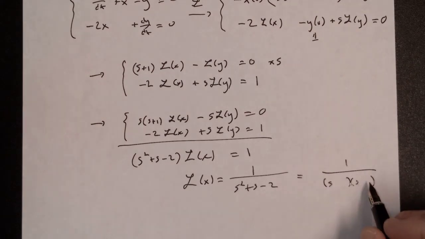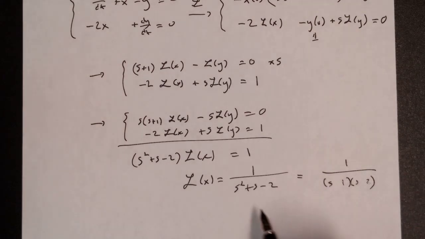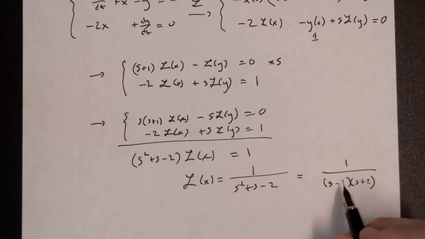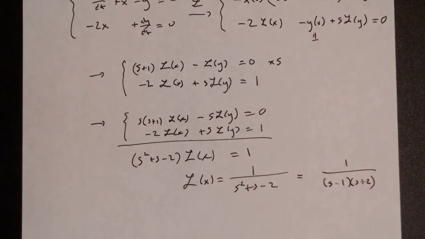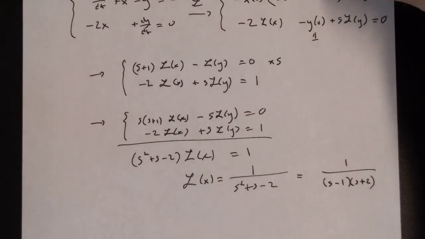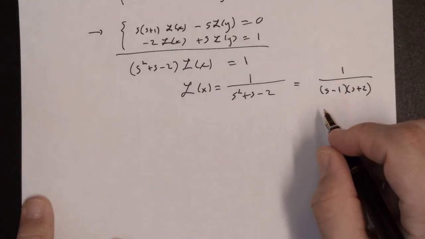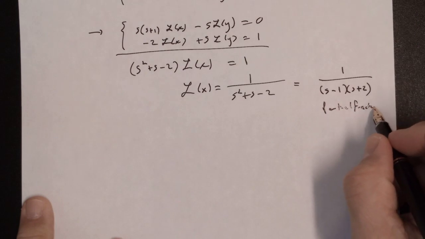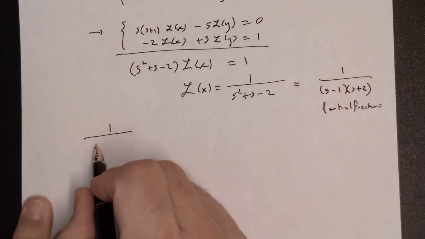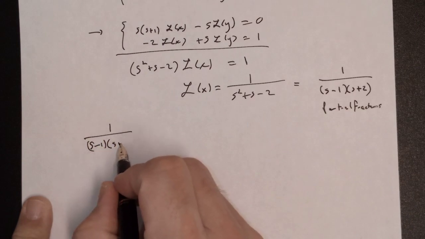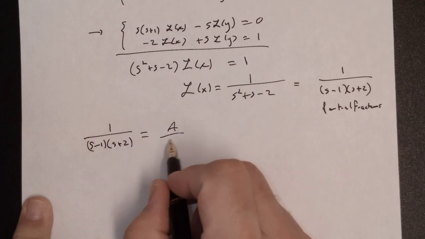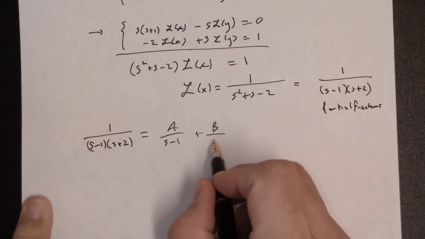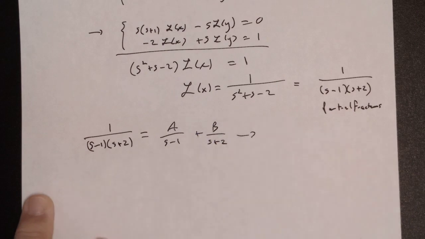See, I want a minus 2, so I'm going to need a 2 and a 1. I want a plus s, so this should be plus and that should be minus. There we go. Partial fractions time. One over s minus 1, s plus 2 equals A over s minus 1 plus B over s plus 2. What's A, what's B?